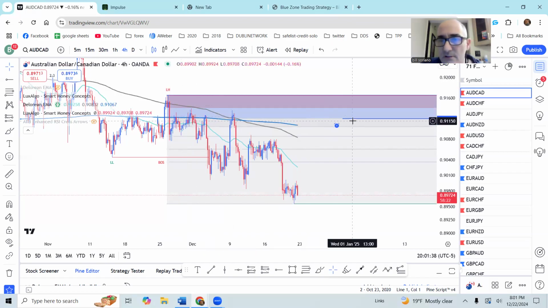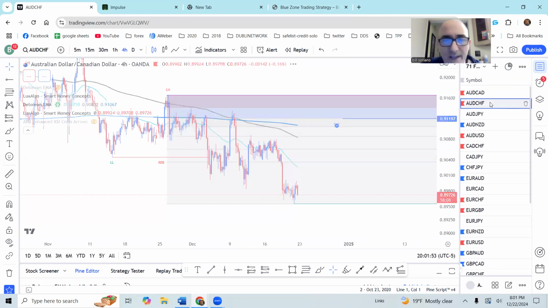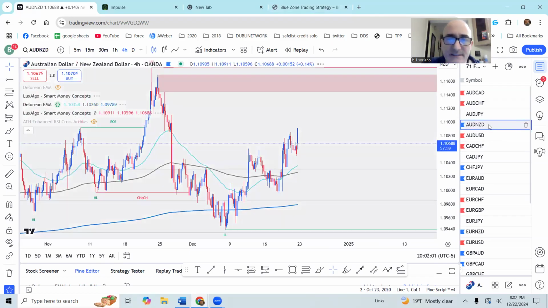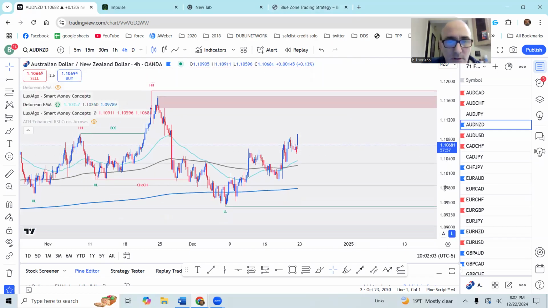So our alert is set here at 0.91197. Once price moves into that area, we would drop down to the 1-hour chart and look for a trade opportunity using our entry model, right? AUDCHF is bearish as well, and our alert is set here at 0.57750. AUDNZD is bearish, right?